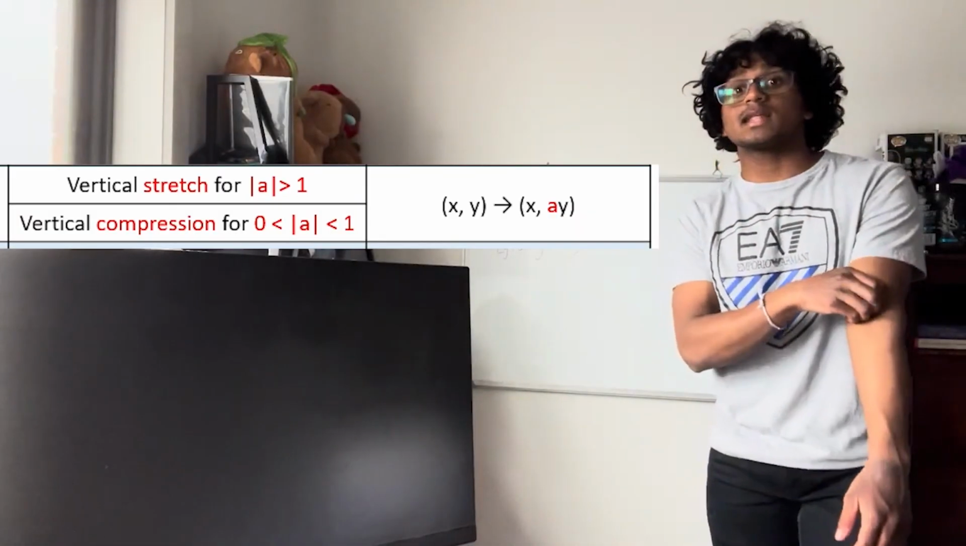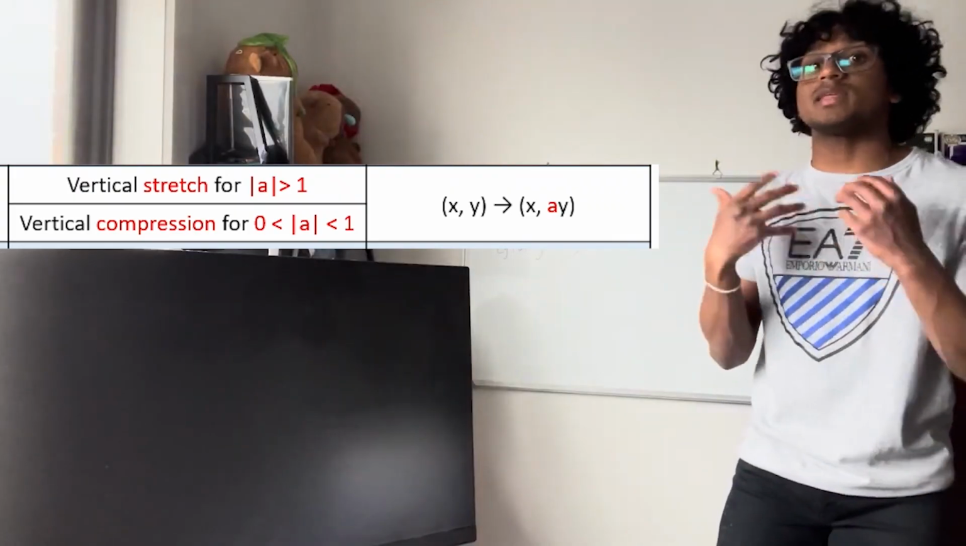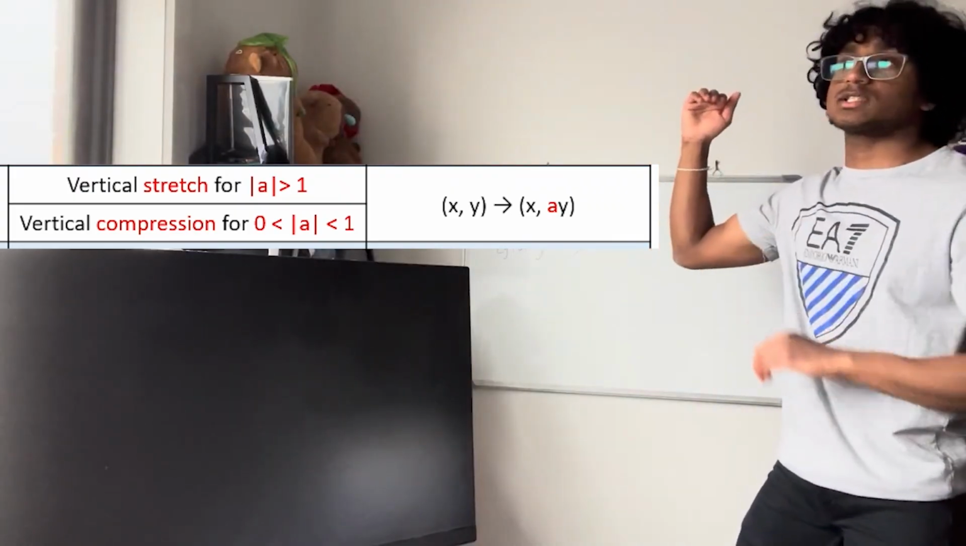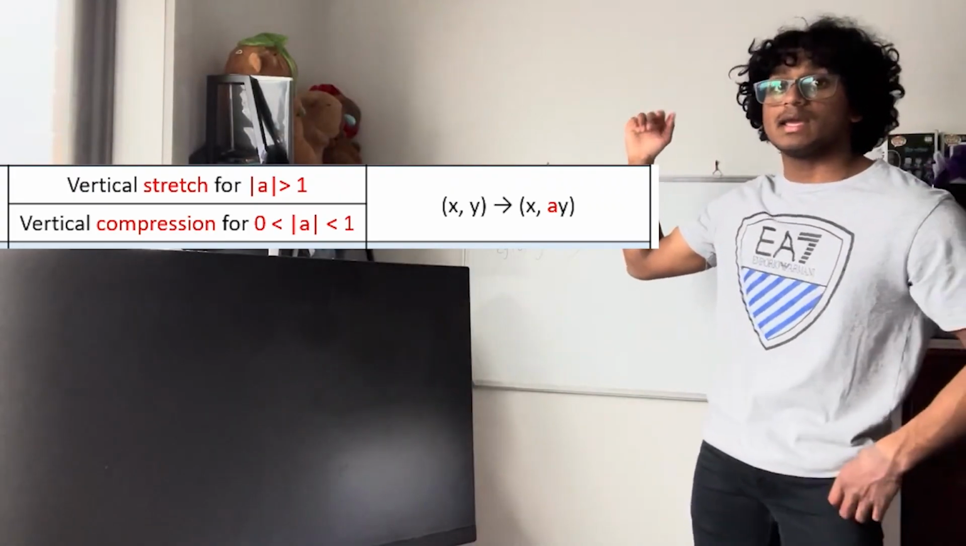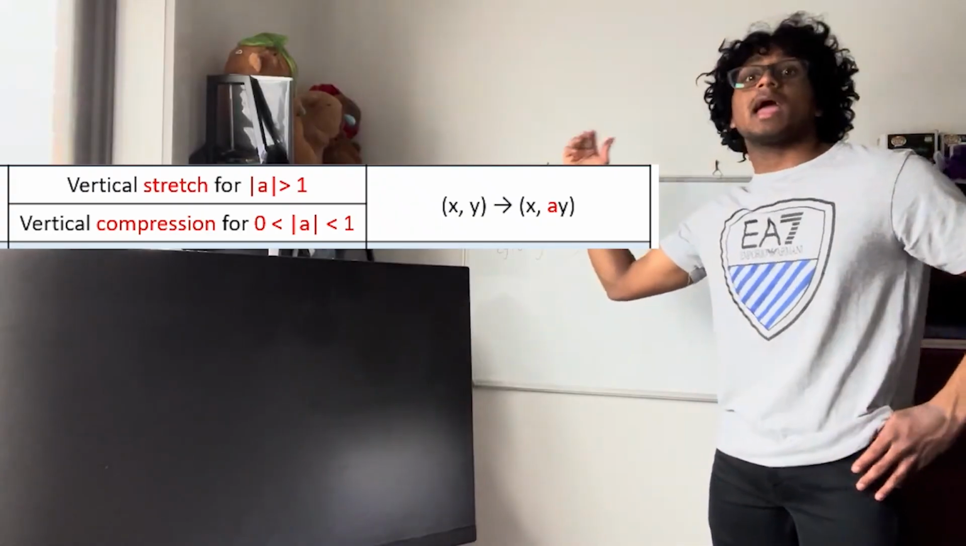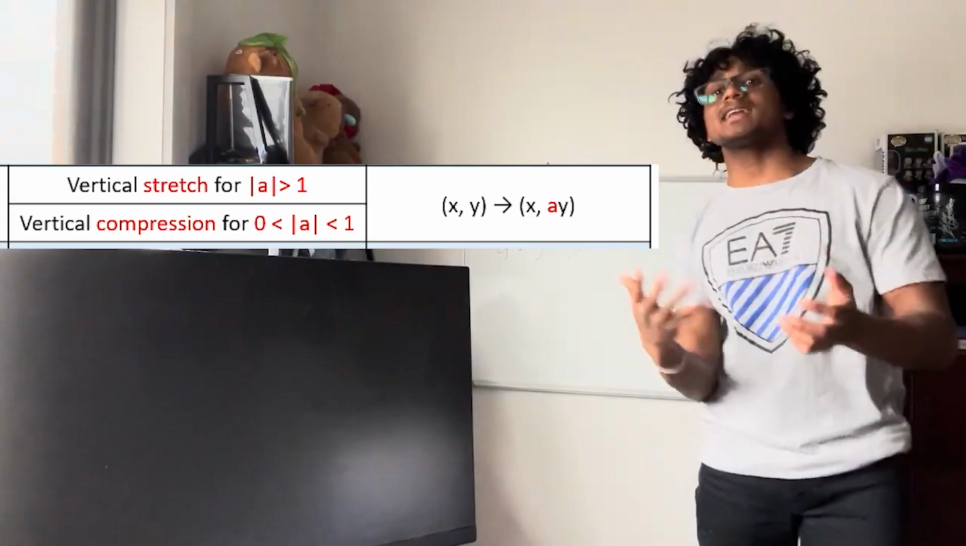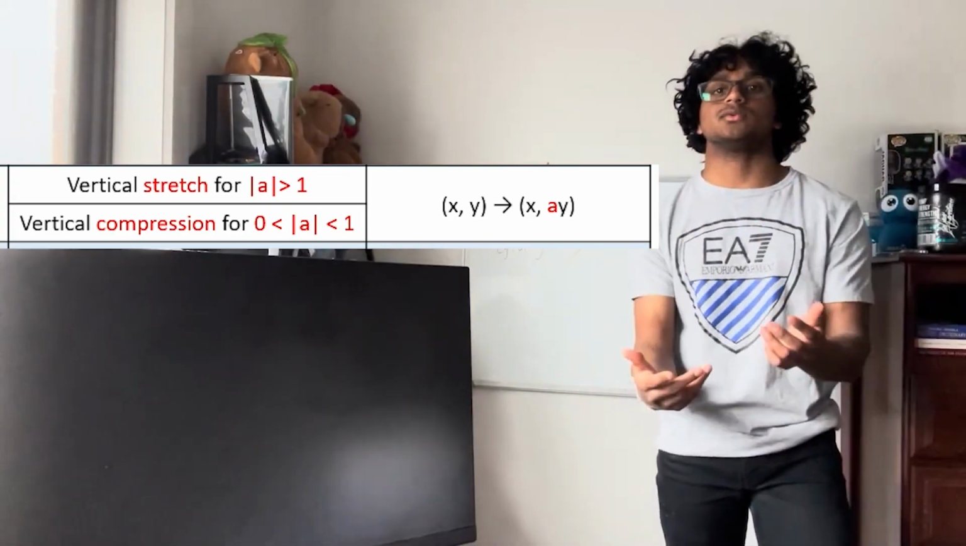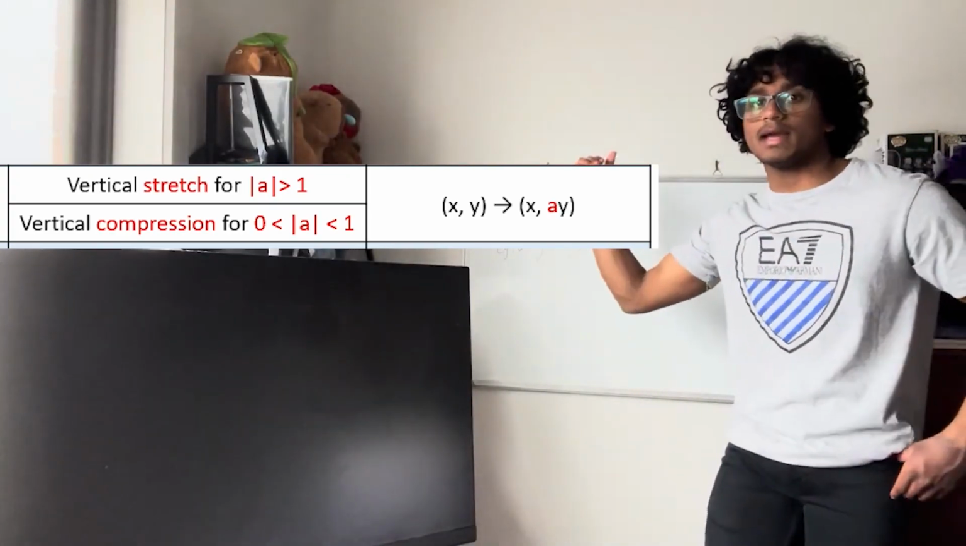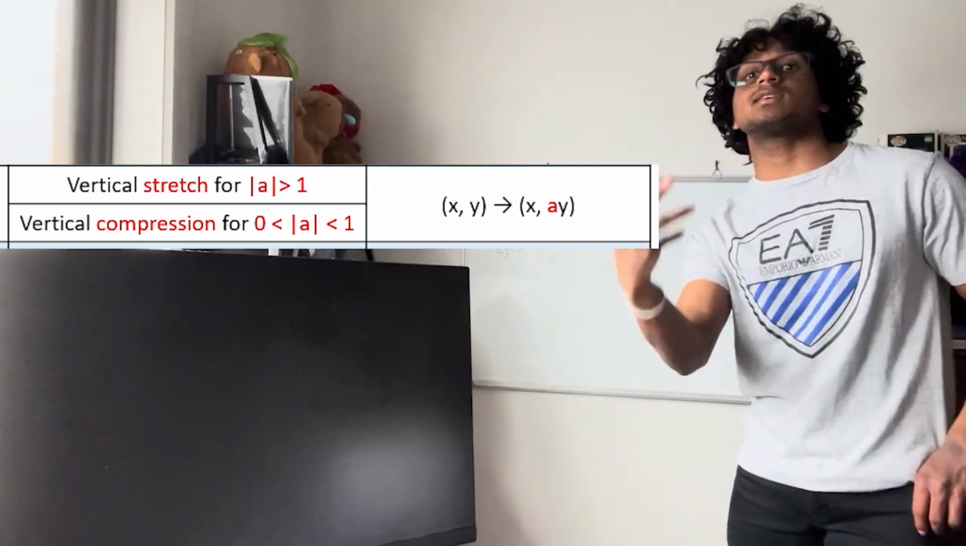If I do a dilation by a factor of a from the x-axis, this point changes from x comma y into x comma ay, because we know a dilation from the x-axis affects the y values. We say that a is the dilation factor.